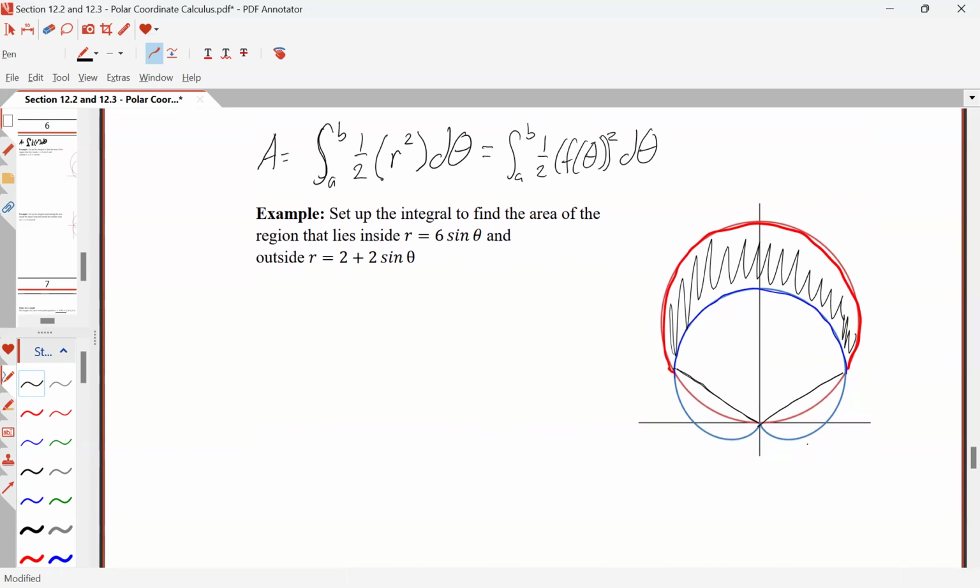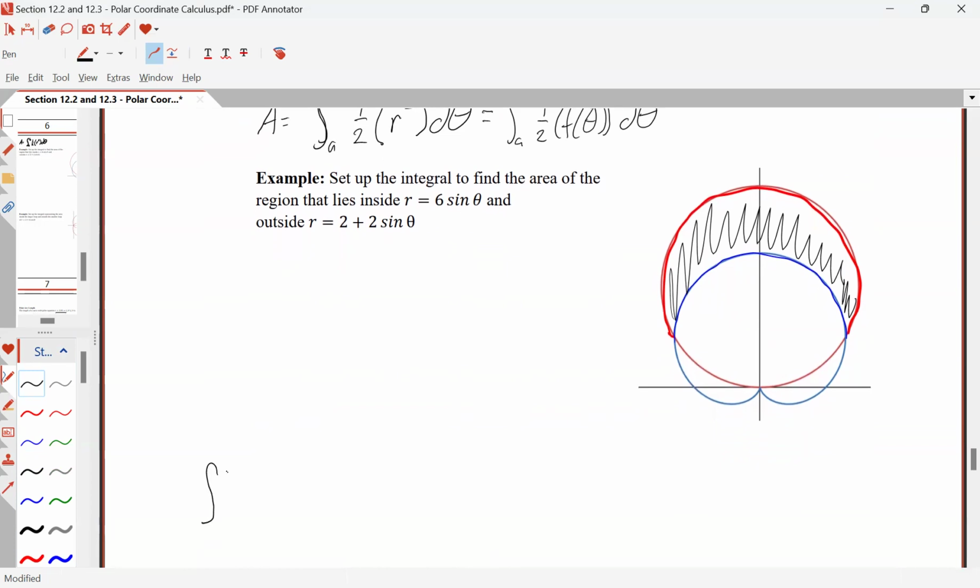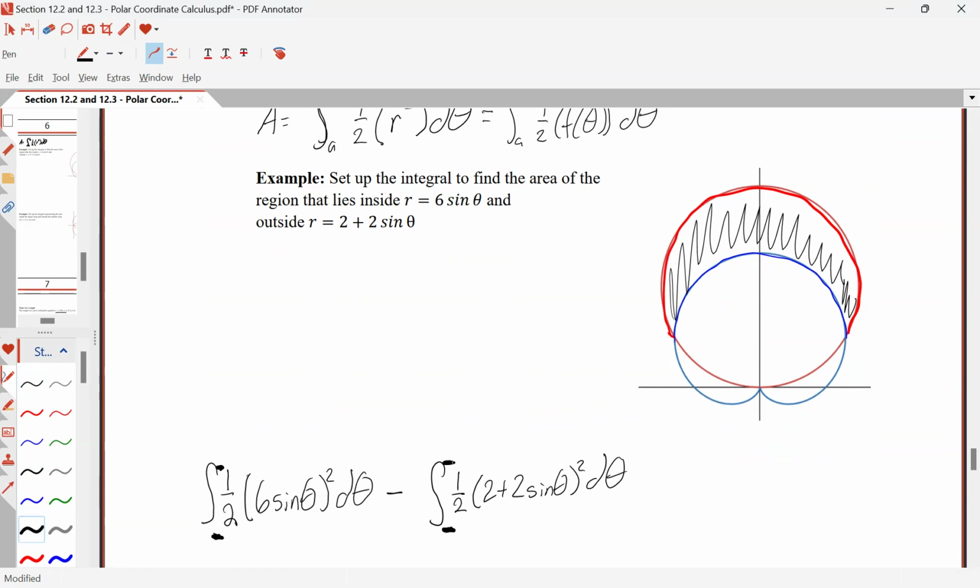So in general, we already know that we want to find these two integrals, where we'd have the outer area being the integral of 1/2 (6 sine theta) squared d theta, and subtract off the area inside the blue, so 1/2 (2 plus 2 sine theta) squared d theta. What we need is these bounds, and these bounds are going to be the same. These bounds are the intersection points.